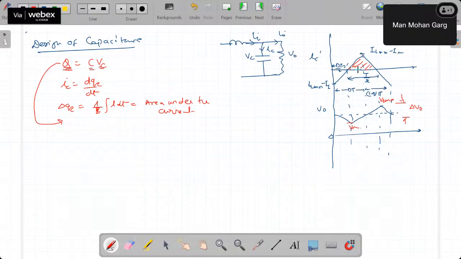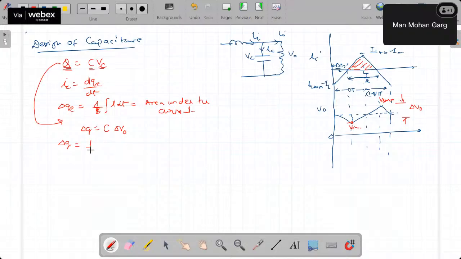Due to this current, what is the change in voltage? V minimum to V maximum, del V. So if due to this change there is del Q charge accumulated, C is the capacitance which is fixed, and this is the change in voltage, del V naught. If I can find del Q, which is the area under this curve, that I can easily find out. So what is del Q? Del Q is the area of this curve.